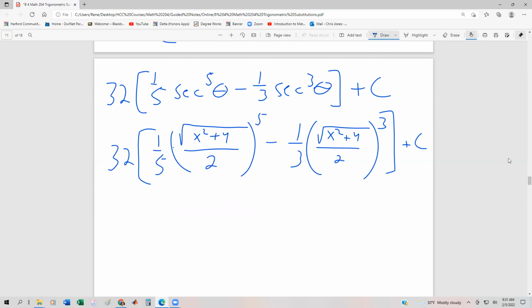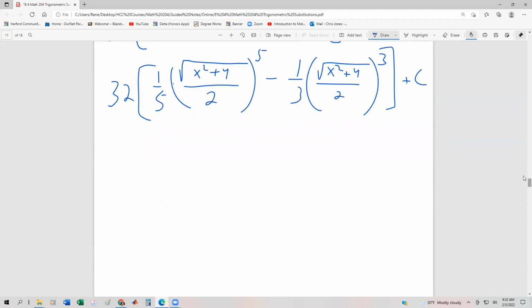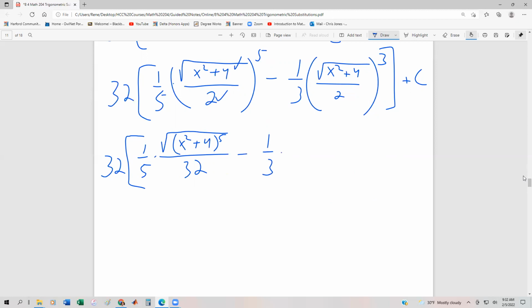Now, we can simplify this at this point. This is where the algebra can be used to make it look a bit nicer. This is going to be 1/5 times the square root of x squared plus 4 to the fifth over 32. Remember, you have to raise both the numerator and the denominator to the fifth, minus 1/3 times the square root of x squared plus 4 to the third power over 8, plus c.